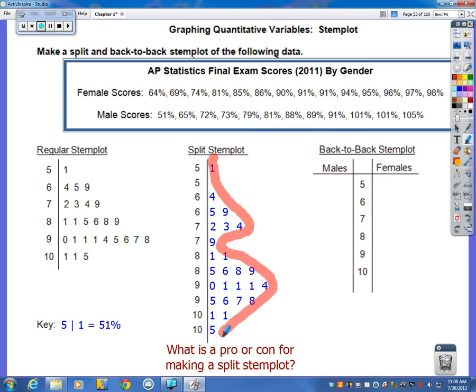Do I call this bimodal? Now there's kind of two humps in here. I wouldn't call it bimodal. I'd still call it skewed left. But this is definitely a con for a split stem plot.